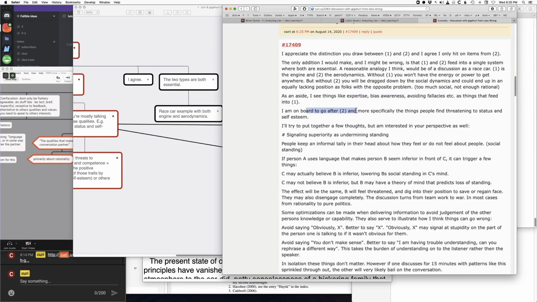Okay. I'm on board to go after two, and more specifically, the things people find threatening to status and self-esteem. Okay, that was the topic I tried to bring up. He just says he's open to doing it. That seems like a side comment, like it's not actually about the topic, so I'm just gonna leave it out. I'll try to put together a few thoughts, but I'm interested in your perspective as well. Is not talking about how social dynamics work, so I can leave it out. Go ahead. So like I'm on board to go after two and more specifically things we find threatening, blah blah.